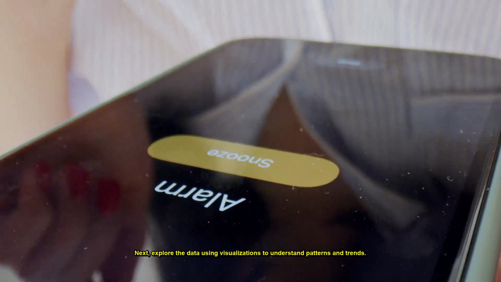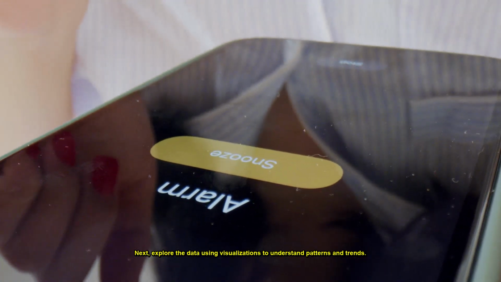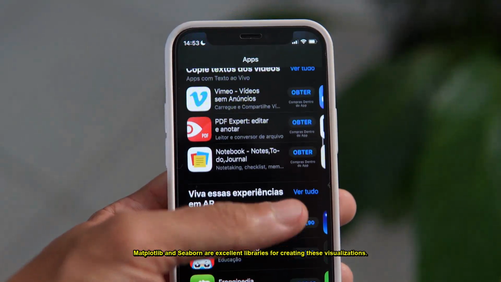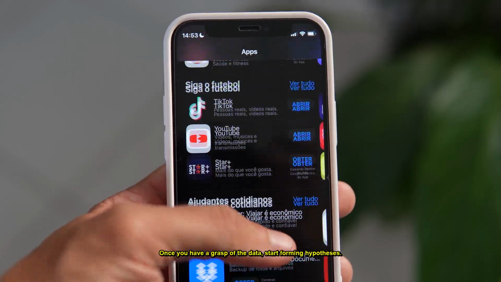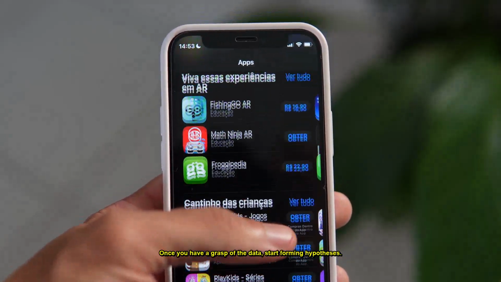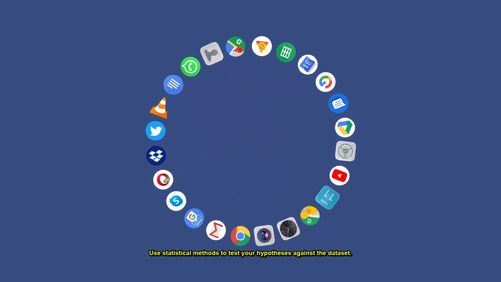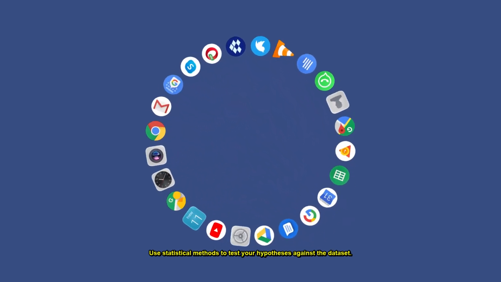Next, explore the data using visualizations to understand patterns and trends. Matplotlib and Seaborn are excellent libraries for creating these visualizations. Once you have a grasp of the data, start forming hypotheses. Use statistical methods to test your hypotheses against the dataset.